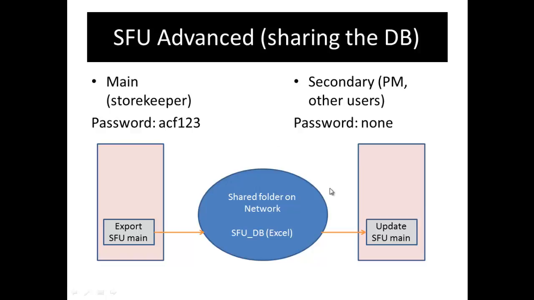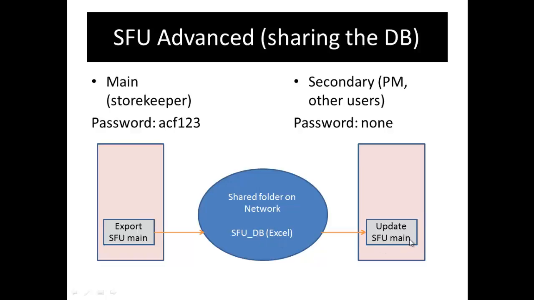A shared folder on the network is then required to automate the sharing of the SFU main database. A file has been created that acts as an intermediary between the main users and the secondary users on the network. Each time the main user closes his SFU version, the SFU datasheet will automatically be exported to the SFU DB file on the network.